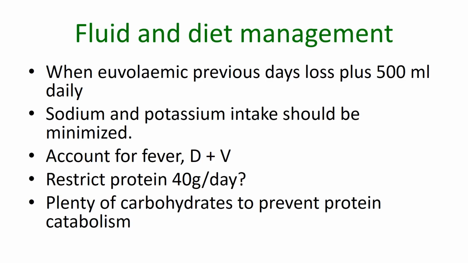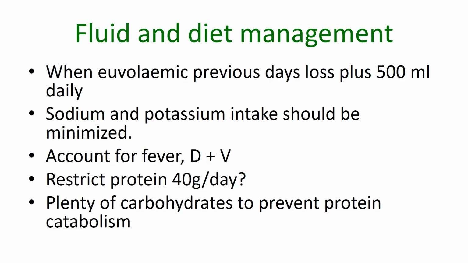Now, of course, physiologically, homeostatically, the kidneys are controlling the amount of water in the body. But in acute kidney injury, this isn't going to happen. So when the patient is euvolemic, we want to give the previous day's losses plus 500 mils of water per day. Now, acute kidney injury, of course, can be caused by dehydration and hypovolemia. So if the patient was hypovolemic and anuric, we'd want to give fluids to perfuse the kidney. But we only want to give fluids in an established case of acute kidney injury until the patient is euvolemic.